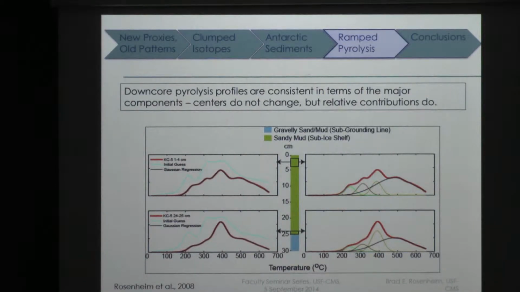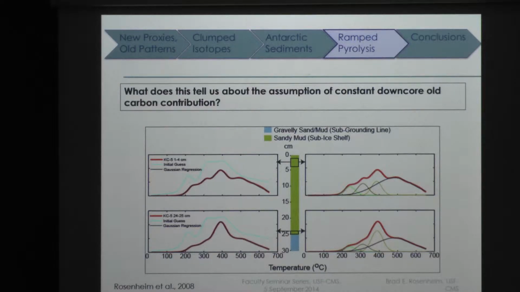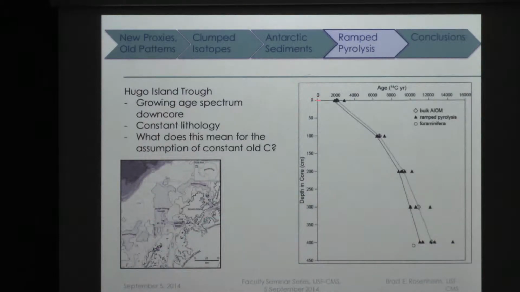We can assume that this means that down core, there is a different contribution of the different constituents. Which, what I just told you, the assumption of constant down core old carbon is probably a bad one then. And what you can see here, the same data that I just showed you before, if you apply the ramp pyrolysis, which is now shown in triangles, you can see that at the top of the core, the age spectra are fairly narrow, but as we get down into the bottom of the core, and this is all through the same lithology, we get relatively high age spectra here.